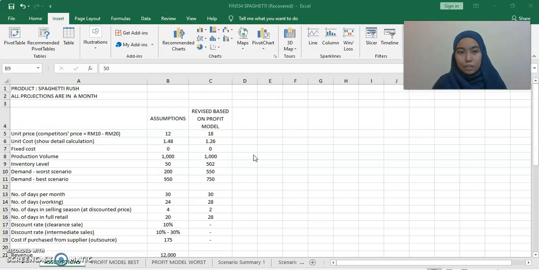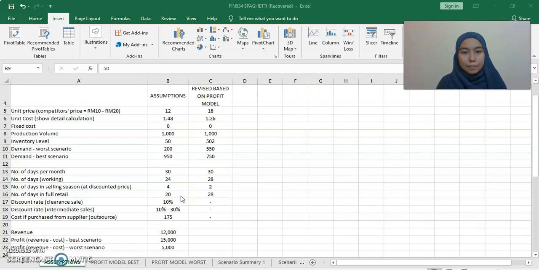I put the 50 units first, and the demand for the worst scenario, at least I need to sell 200 units of spaghetti in a month, and the best scenario is 950 units. And the number of days per month is 30, and the number of days of working is 24. The number of days in selling season at discounted price is 4. I choose maybe weekend. And number of days in full retail is 20.